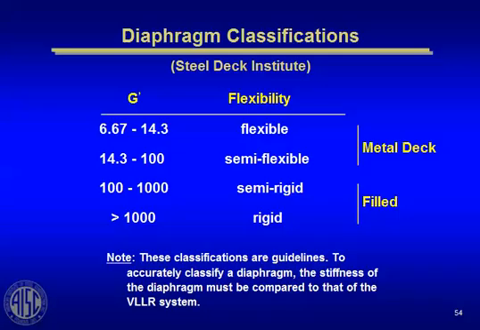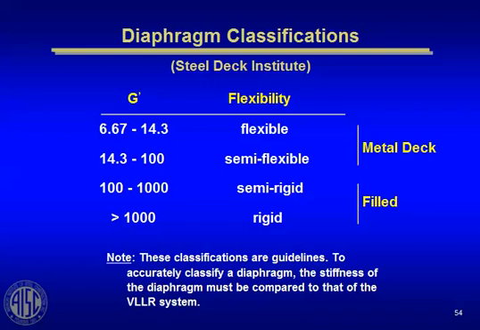It turns out the Steel Deck Institute has its own classification based on the shear stiffness of the diaphragm. You'll see this in equation form in a minute, but this shear stiffness of metal deck diaphragms has come to be known as G prime. You're familiar with G, the shear modulus of elasticity, which is E, the Young's modulus of elasticity, divided by 1 plus Poisson's ratio. G prime is related to G, as you'll see in a moment.